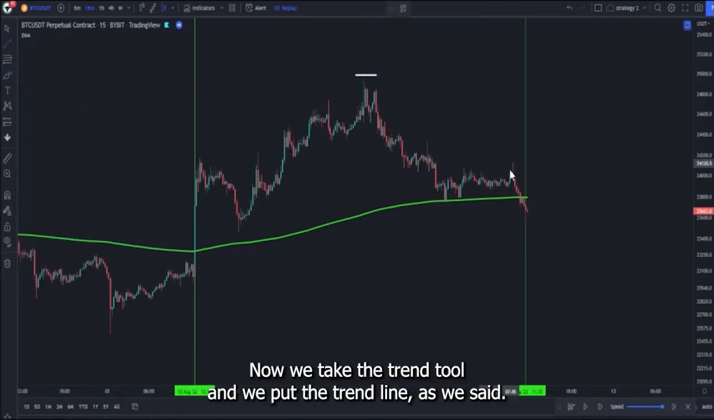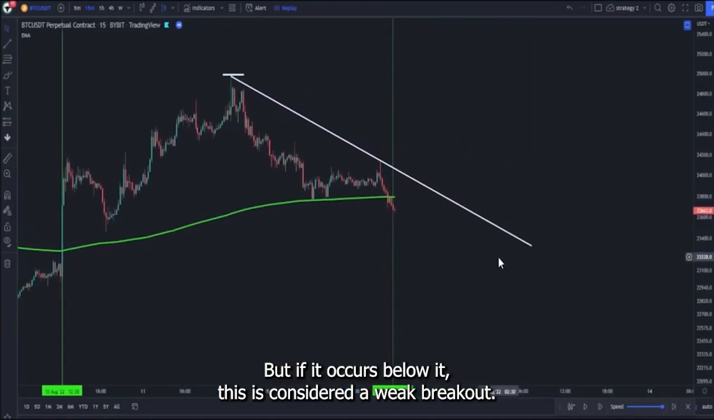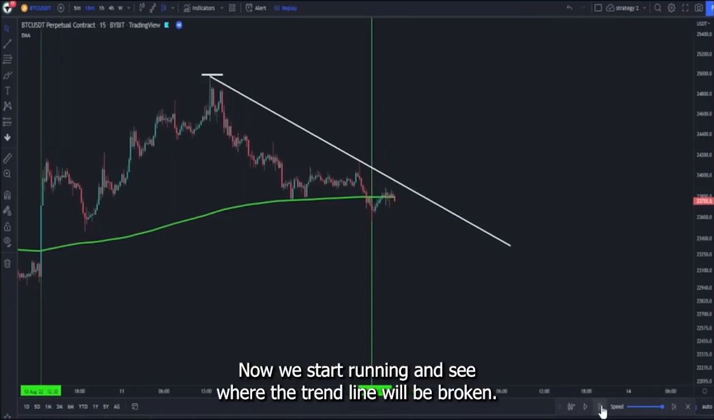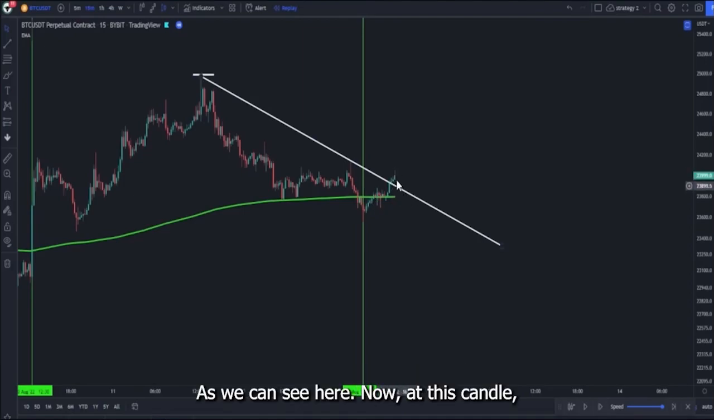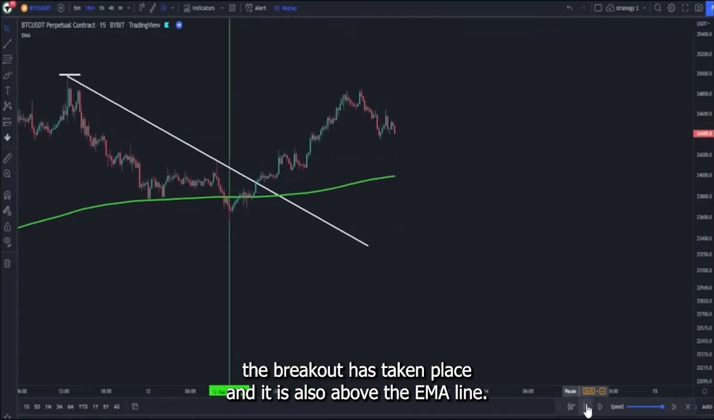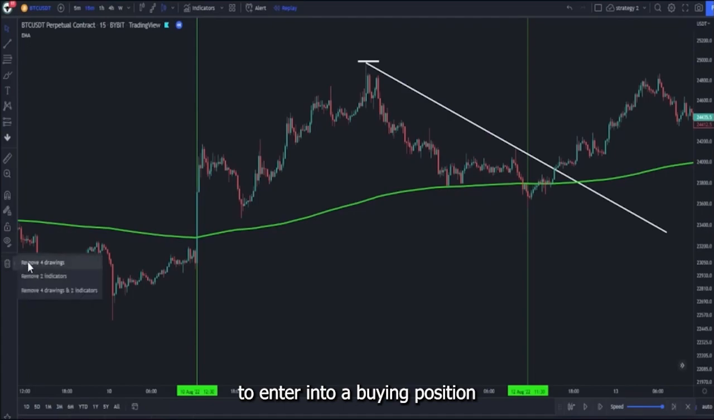Now we take the trend tool and we put the trend line as we said. If the trend line is breached above the EMA line, we will enter. But if it occurs below it, this is considered a weak breakout. Now, we start running and see where the trend line will be broken. As we can see here, now at this candle, the breakout has taken place, and it is also above the EMA line. This means that it is a positive breakout and we can use it to enter into a buying position.